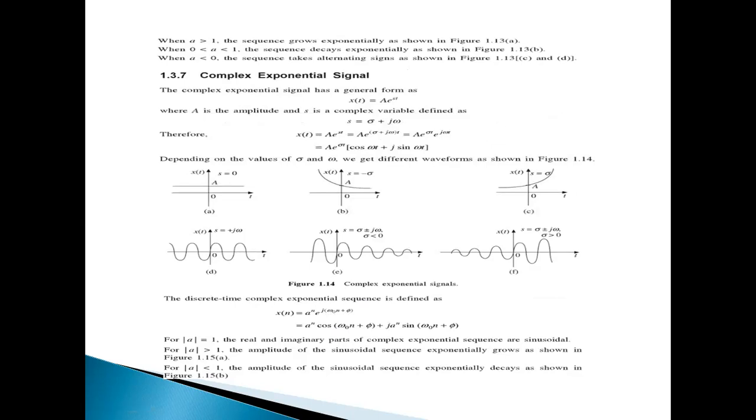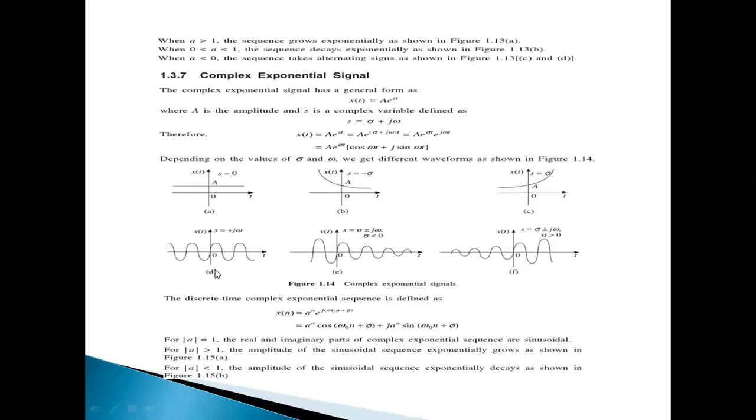What is that? e power jx is cos x plus j sin x. That only I wrote here: a power n cos of omega naught n plus phi, plus j a power n sin of omega naught n plus phi. Okay, madam. And for magnitude of a equal to 1, the real and imaginary parts of complex exponential signals are sinusoidal.